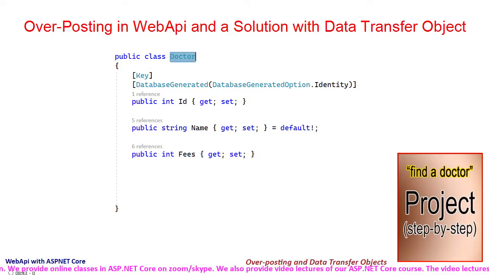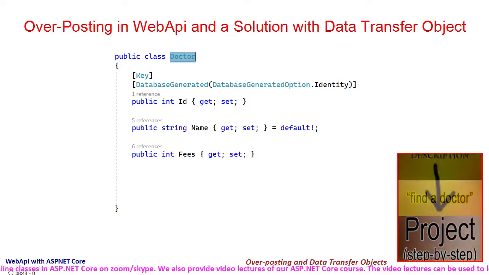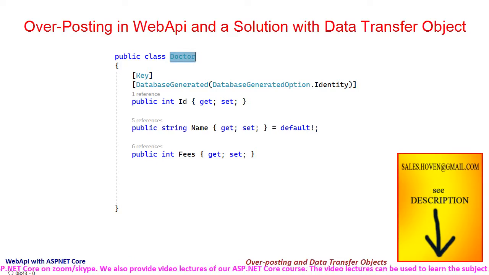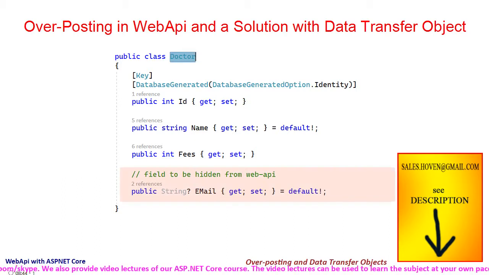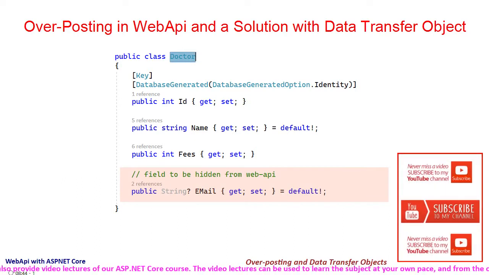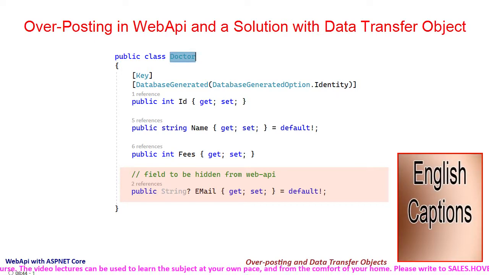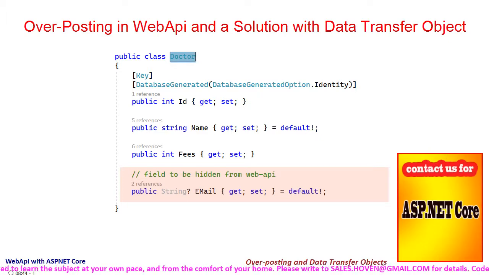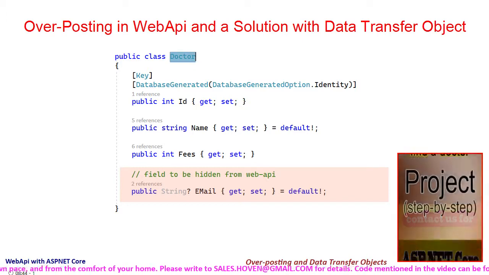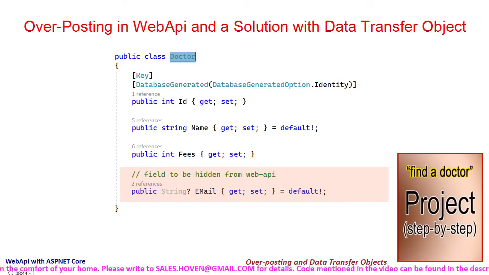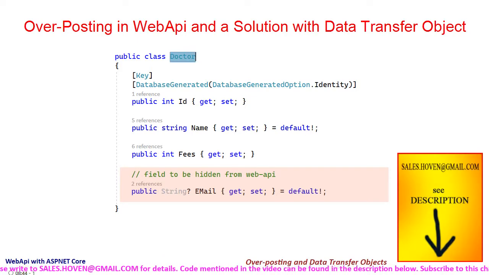Now let me just give an introduction. But what happens if there were a property such as an email address that we did not want exposed? This tutorial presents a solution through the concept of a data transfer object, where you can prevent certain properties of an object from participating in the web API process, from the process of JSON communication.